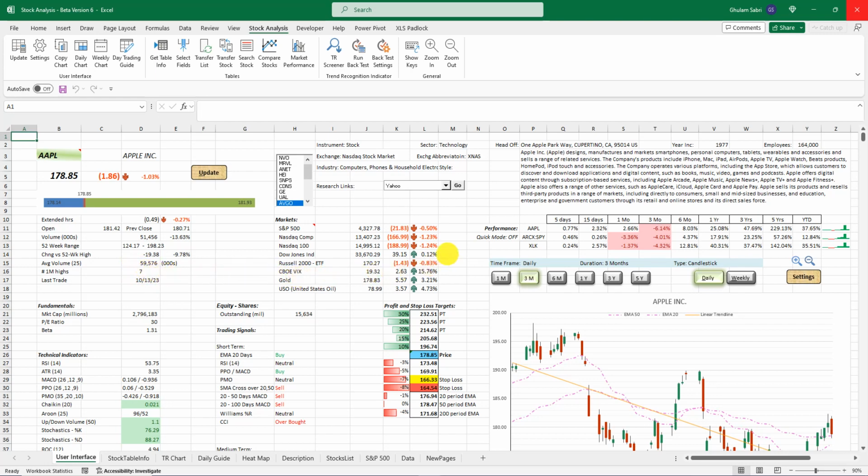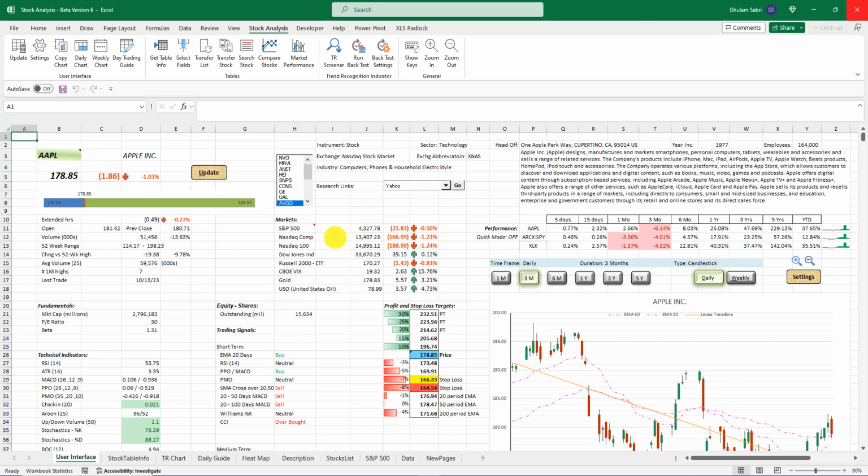Towards your right, you will see a section which gives you the market information. It gives you the same information, the price and the change, for the S&P 500, Nasdaq Composite Index, Nasdaq 100 Index, Dow Jones, Russell 2000 ETF, which is an index ETF for the small stocks, and the CBOE VIX, which is the volatility index, gold and oil.